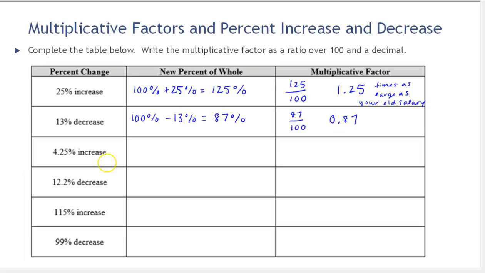Let's look at the next one. So here we have a 4.25% increase. So that increase means we're going to add to 100%. And that gives us 104.25%.